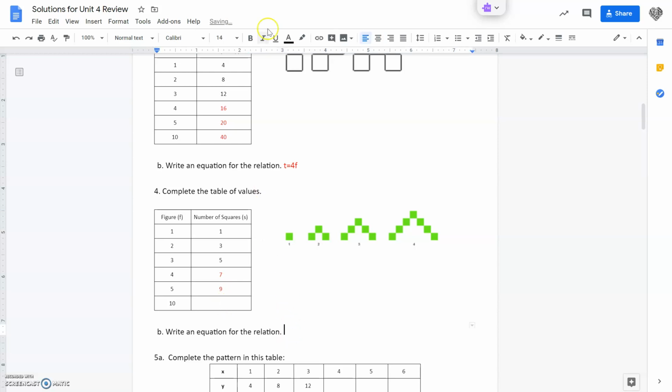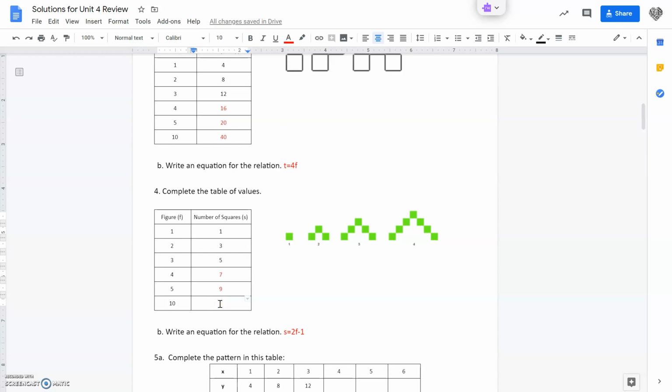But let's write the equation first because it makes life easier. So the number of squares equals, because we're increasing by 2 each time, 2 times the figure number plus, what would that 0 value be? If the 1 value is 1, and we're increasing by 2 each time, to go backwards we would have to subtract 2. So 1 take away 2 is -1. So you could say 2f plus a -1, or you could just say 2f minus 1. That would be fine.